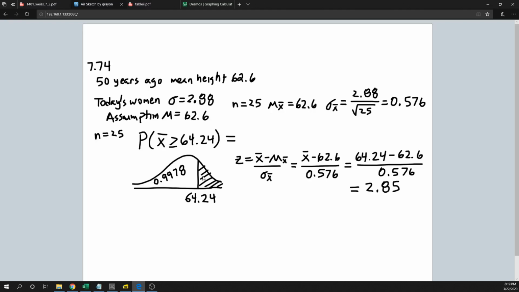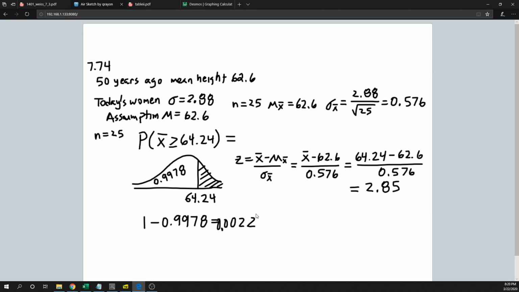But that's not exactly what we want. We want this part over here. And so to get that part, we know that the total area underneath the curve is 1. So we would just subtract off the area that we don't want from the total area. So we would get 0.0022 on that. Okay. All right, so that would be the probability that you would get a random sample of size 25 that has a sample mean of 64.24. Okay, and so we calculated what they want, but this idea in this problem is pretty important.